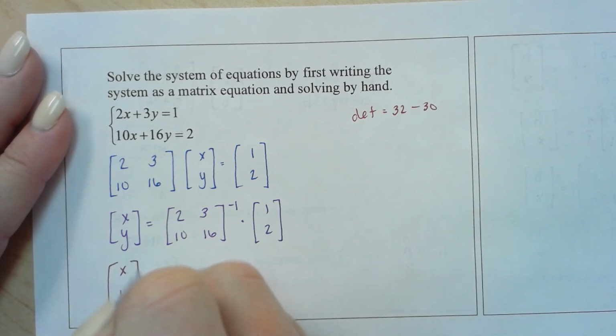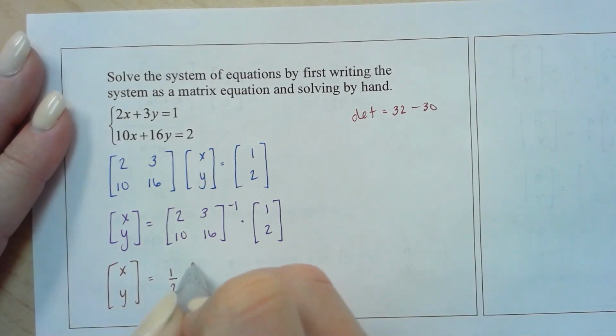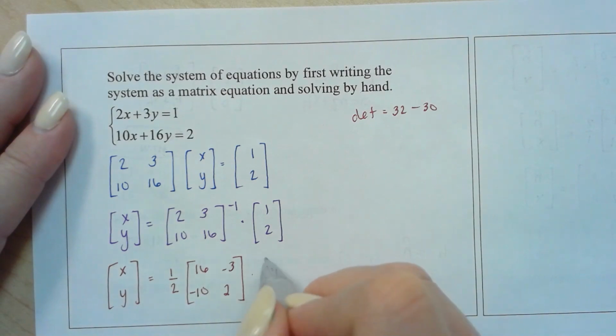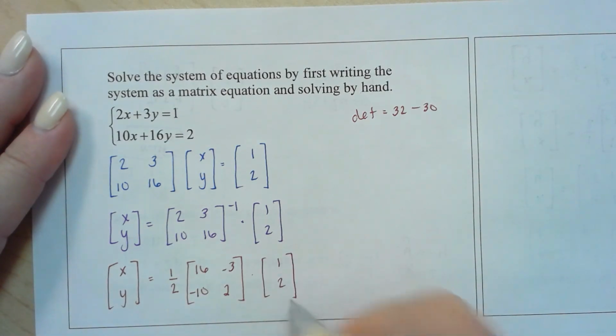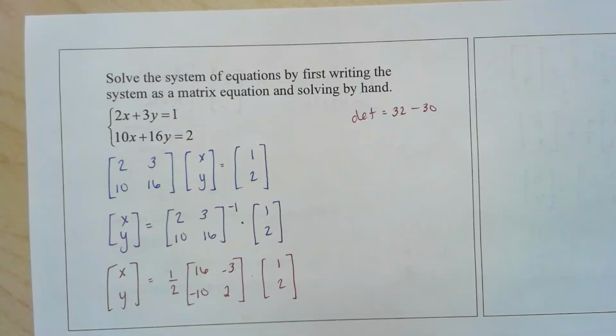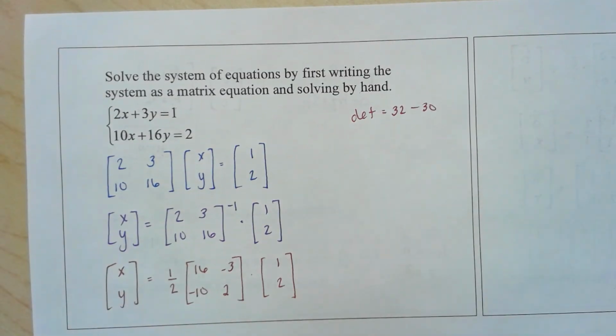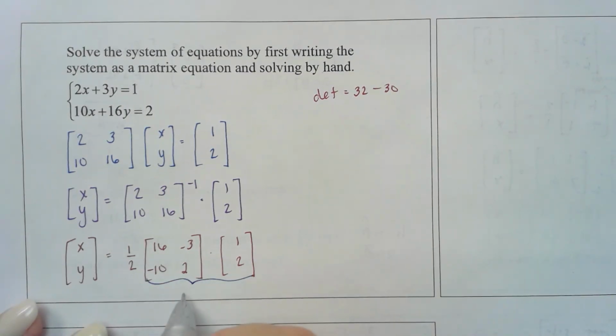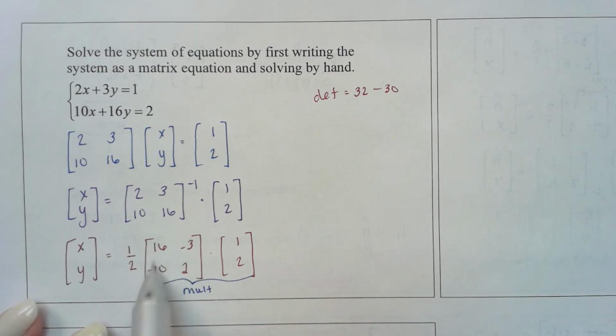So we've got [x, y] equals 1 over 2. I'm going to switch the 16 and the 2. I'm going to change the signs of the negative 3 and 10. Now, listen, I gave us all this room over here, so whenever you need to, move over. Again, my suggestion is to multiply these first if you don't want to distribute that 1/2. I actually think I might do that here. I don't mind having a decimal there.